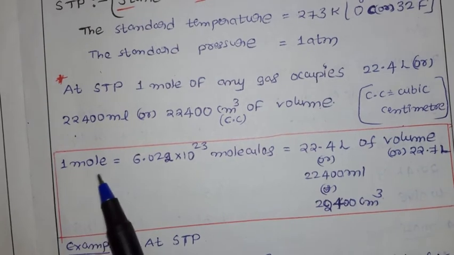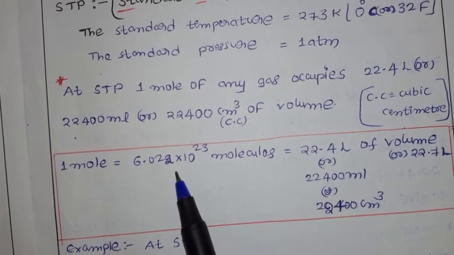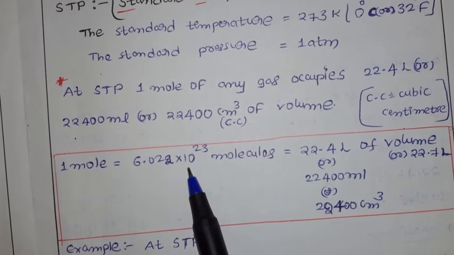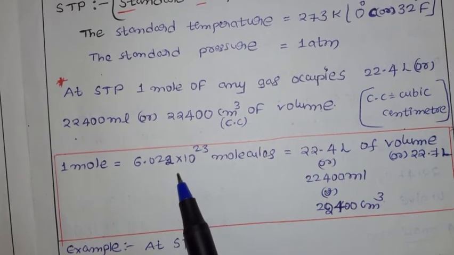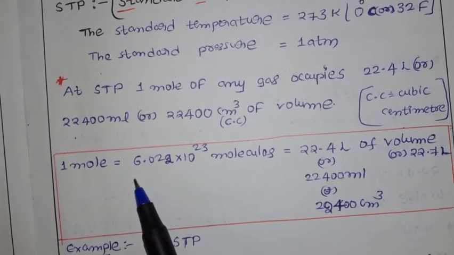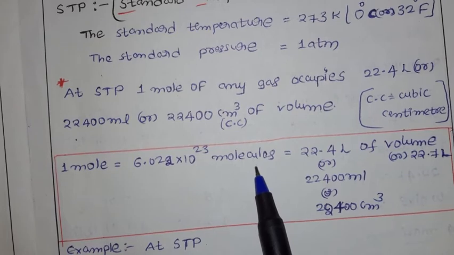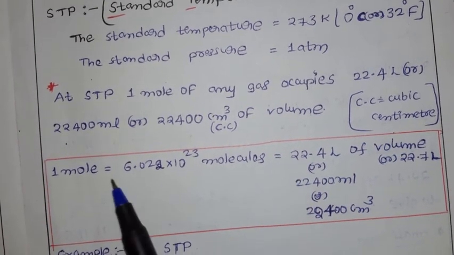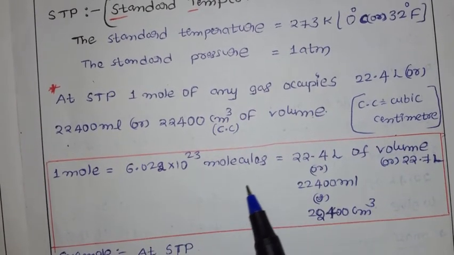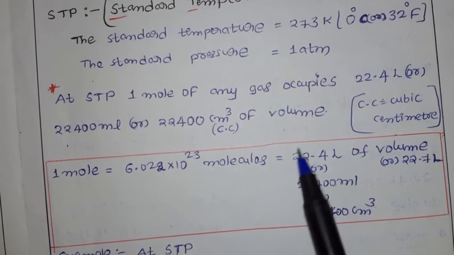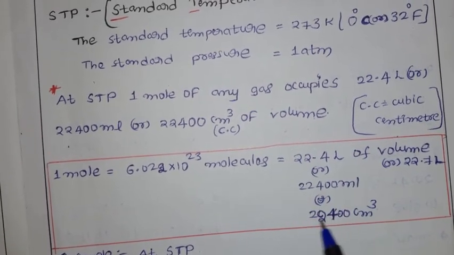Now this is very important; you have to remember. 1 mole, as we already discussed, means how many molecules? Avogadro number, that is 6.02, you can take 6.022 or 6.023, times 10 to the power of 23 molecules. And as we just saw, 1 mole occupies this much volume.